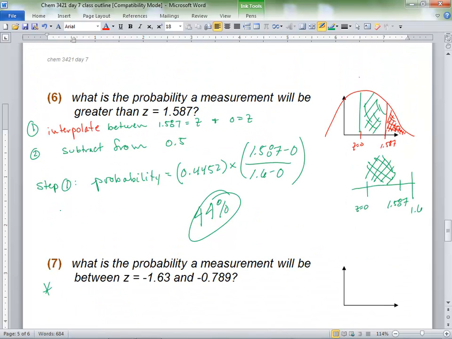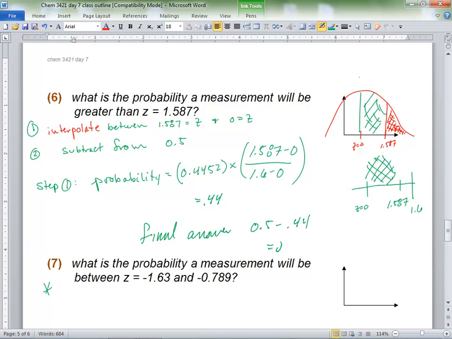Oh, we didn't subtract from a half. Thank you, Andrew. We didn't subtract from a half, so the answer is 6. So this is going to be 44, or 0.44. So the final answer, thank you, sir, 0.5 minus 0.44. 6%. Sounds a lot better.